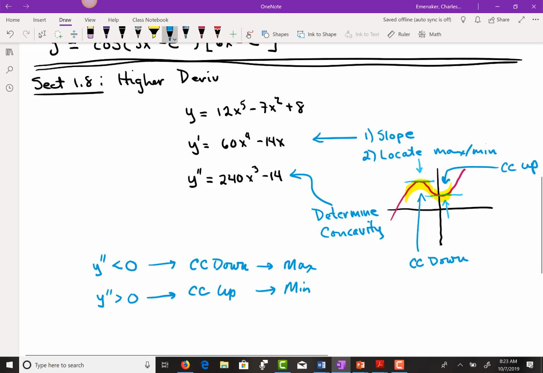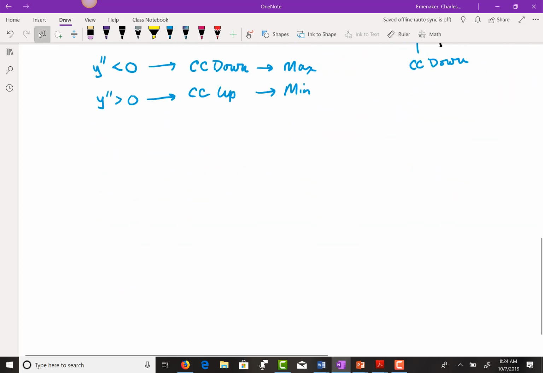Okay? Let's take a look at something like that. Because what's going to happen is you're going to have to be able to sort this stuff out, and then after you sort it out, figure out if what you have there is a maximum or a minimum. Here we go. Let's take a look at an example like this.